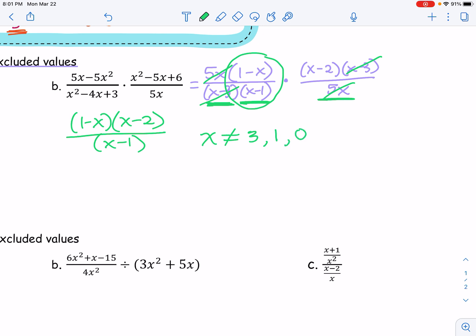Then I want to check my answer just to make sure. In my answer, the only thing in the denominator is x minus 1, which means the excluded value would be 1, which is already in the list, so we're good. So this is my final answer.